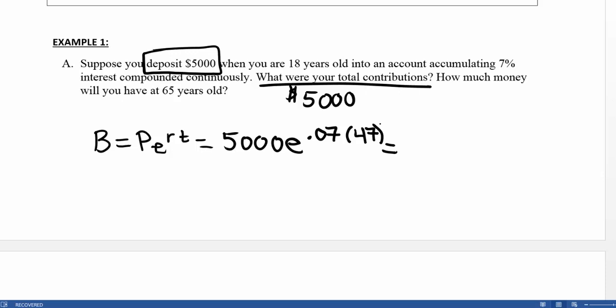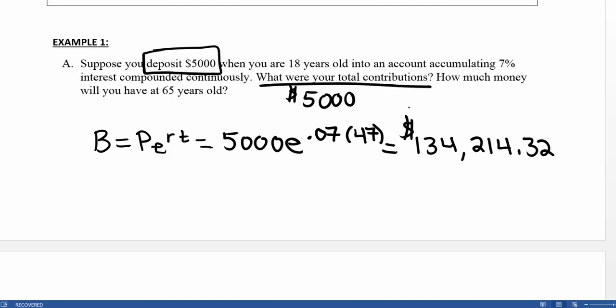So if we crunch all of those numbers, we're going to get $134,214.32. So that's a pretty good return on our one-time investment. We made a one-time contribution of $5,000, we left it for 47 years, and now we have $134,214.32. So that's our first example. That was a single payment, and that was our result.